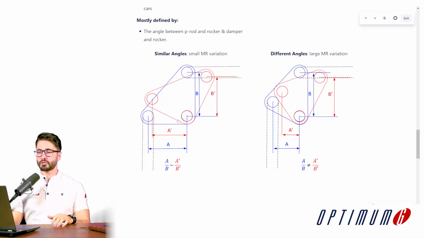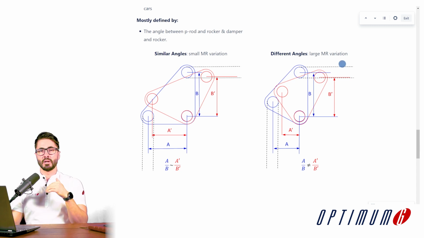Well, for this first rocker configuration, where we have again the pivot axis, the connection to the push rod and the connection to the coilover, we have the push rod angle versus the line connecting this pickup point and this pickup point, similar to the angle of the coilover and the line connecting this other pickup point and the pivot axis again. So whenever these angles are similar, we should expect a small motion ratio variation.